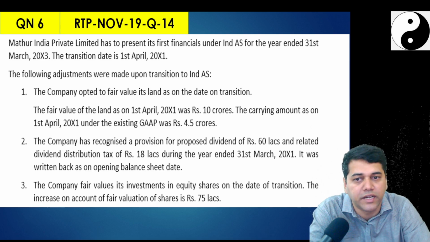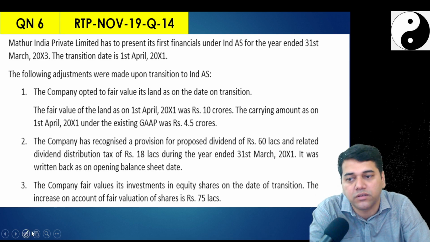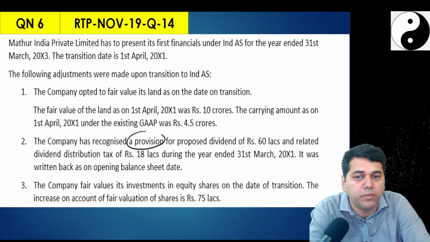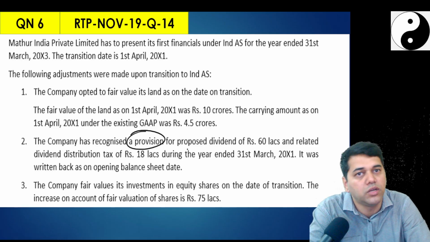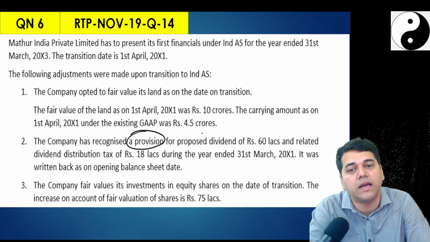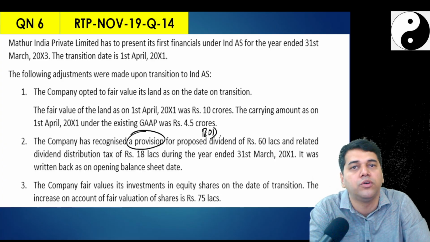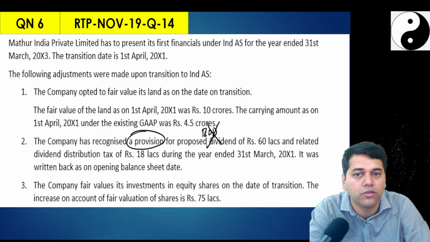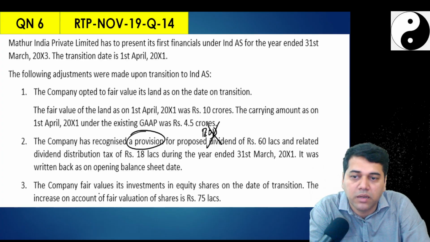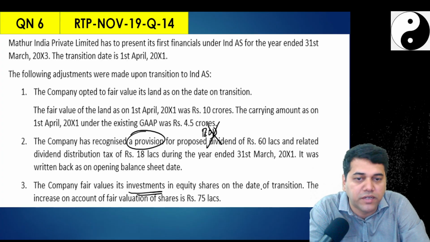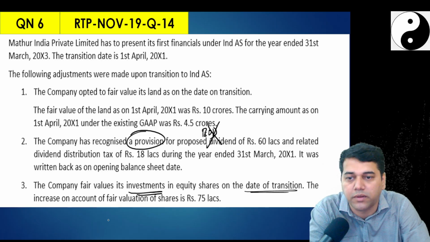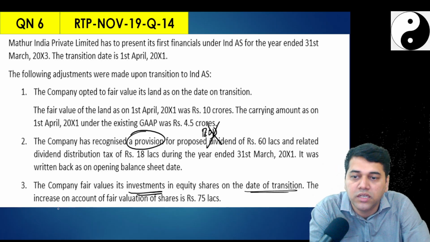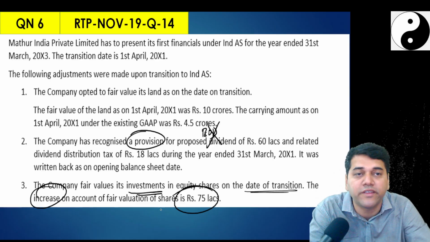So this adjustment is going to affect your dividend and retained earnings. You have made a provision, but you cannot make a provision until after the AGM, and the AGM will happen after your board of directors approve. So it's only a disclosure. So you have to reverse this provision. The company fair values its investment in the equity shares on the date of transition, which you have already come across. The fair valuation increase, they told straight away, is 75 lakhs.